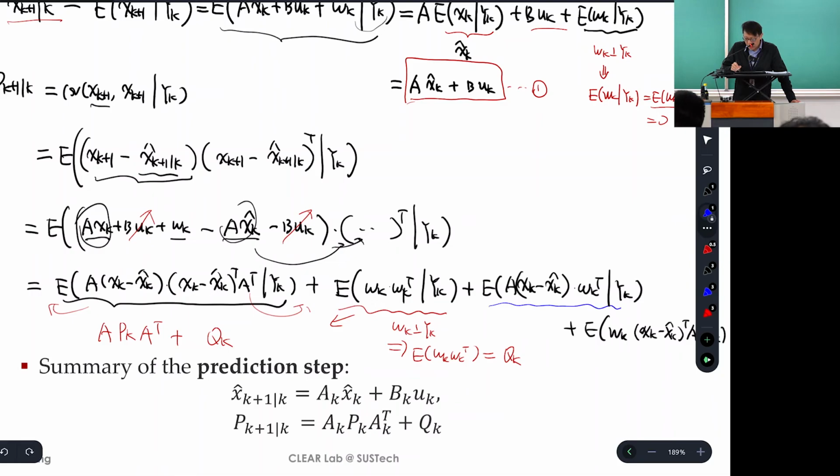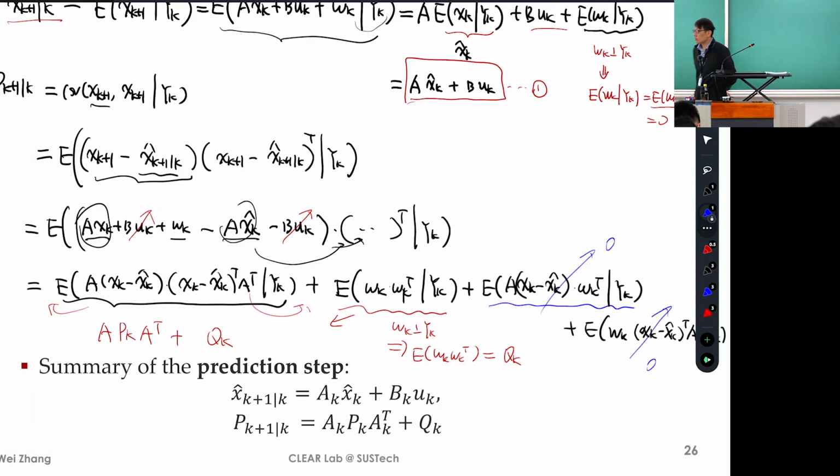Now what about this random term? What is it? Is this 0 or not? Yes, this is the covariance of xk with omega k, or wk, and this is 0, right? This is 0, and this is 0 as well.